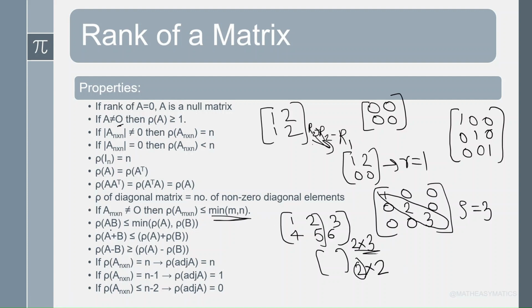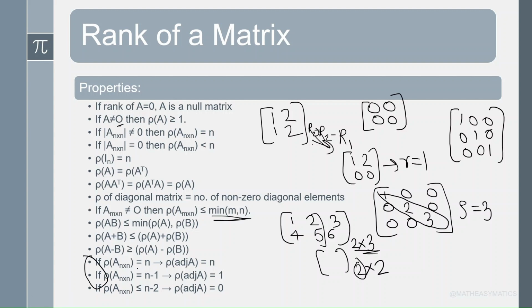Rank of AB is less than or equal to minimum of rank A, rank B. Next is rank of A plus B is less than or equal to rank of A plus rank of B. Next is rank of A minus B is greater than or equal to rank of A minus rank of B. These definitions are very important from the MCQ point of view.